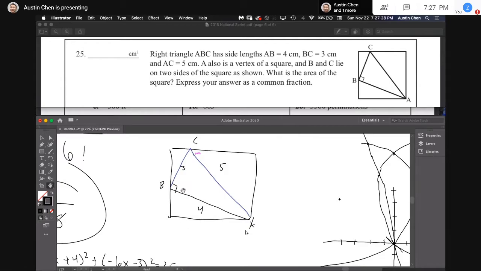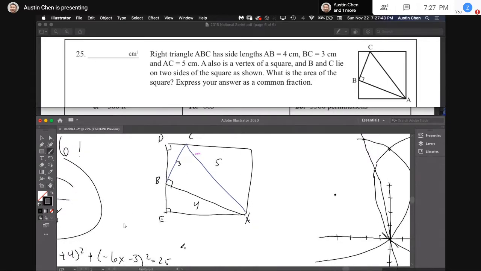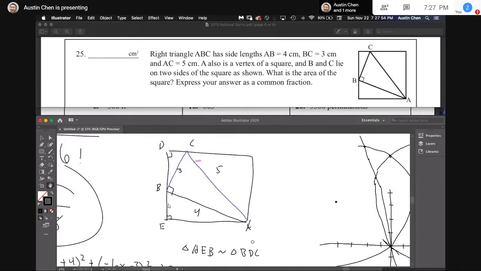Okay, so one thing we can do here is have the similar triangles of this triangle and this triangle. So if I label these points as D and E, we can say that the triangle AEB is similar to the triangle BDC. So why can we do that?